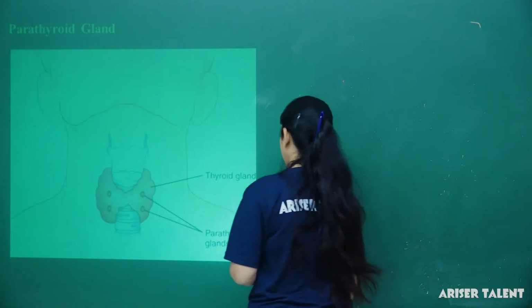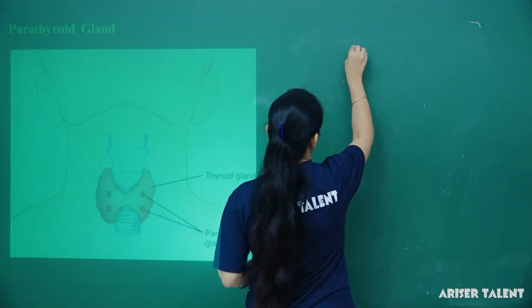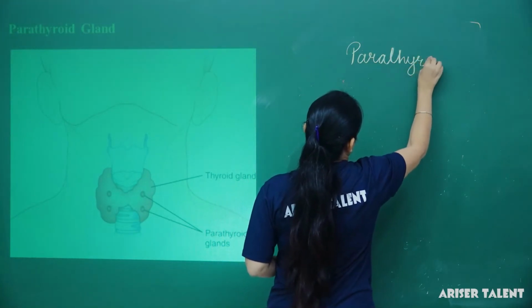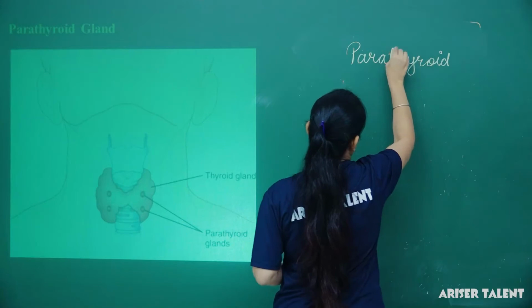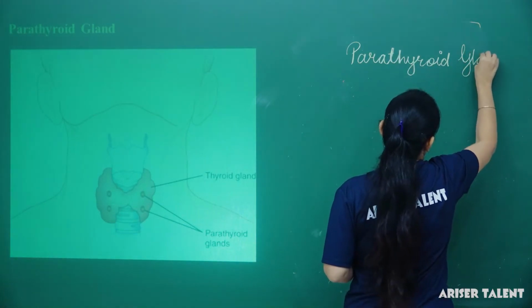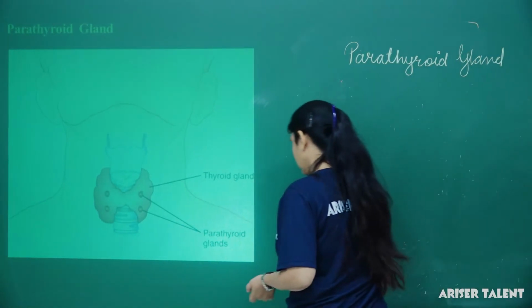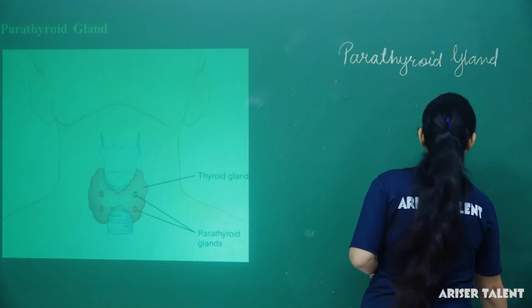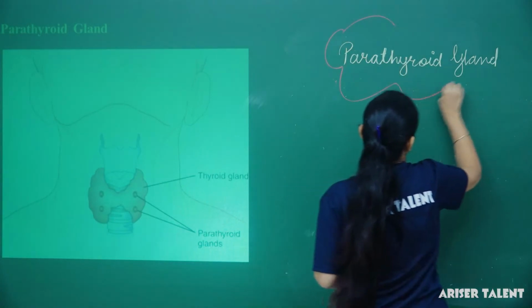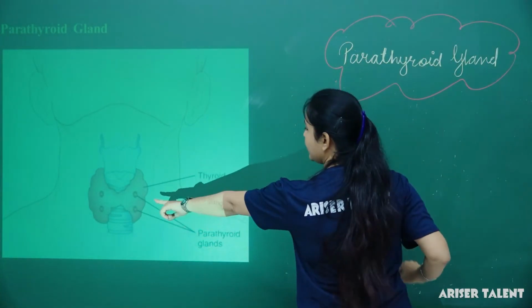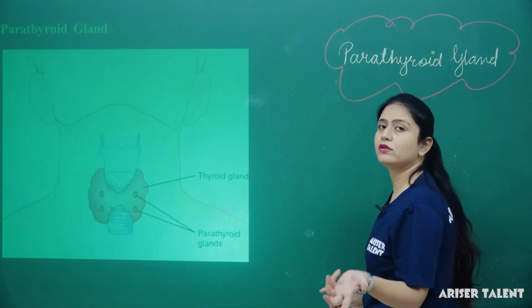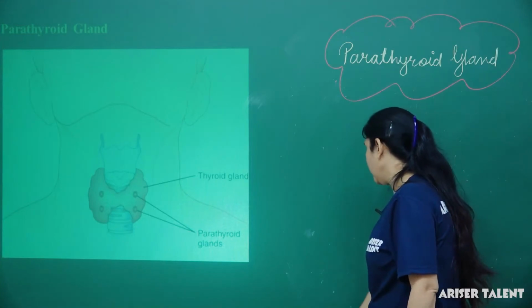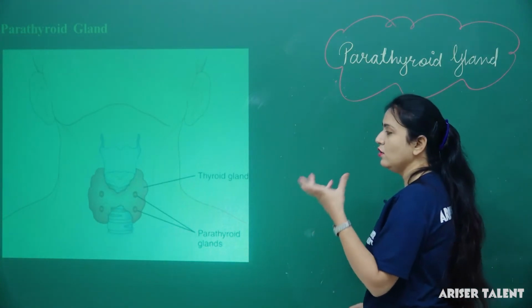So next is the parathyroid gland. Here we can see that these parathyroid glands are situated on the posterior surface of the thyroid gland, and generally they are 4 in number. They are small and oval shaped.